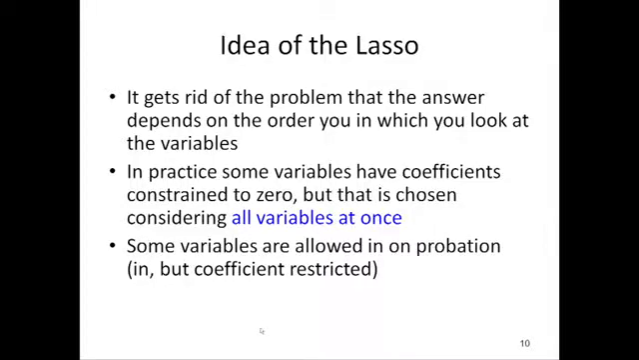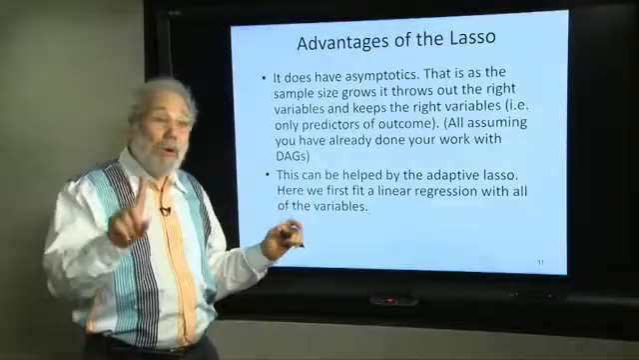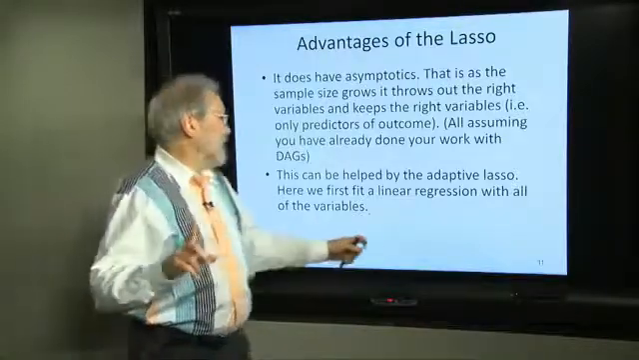So the key advantages of this are, first of all, I get rid of the problem that the answer depends on the order in which variables enter or leave your stepwise regression. So it selects variables to include, but does it with all the variables being considered at once. And it has these asymptotics. It will, in the limit as the sample size gets big, select the right variables and only the right variables.